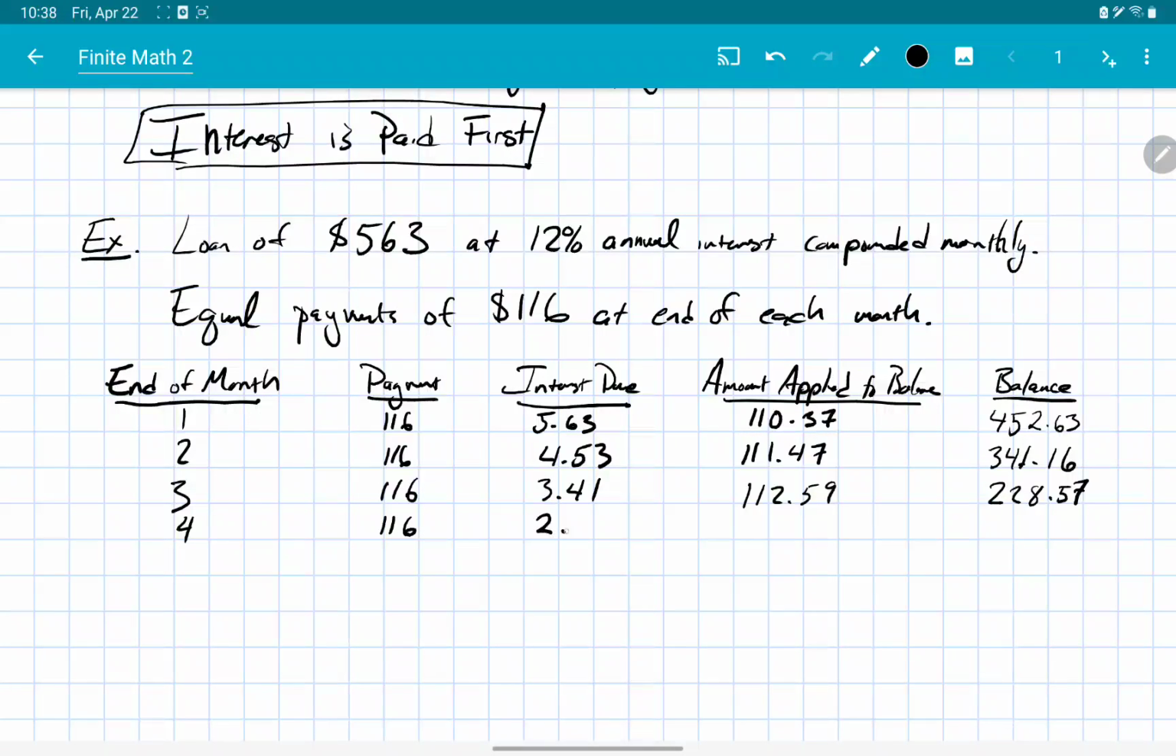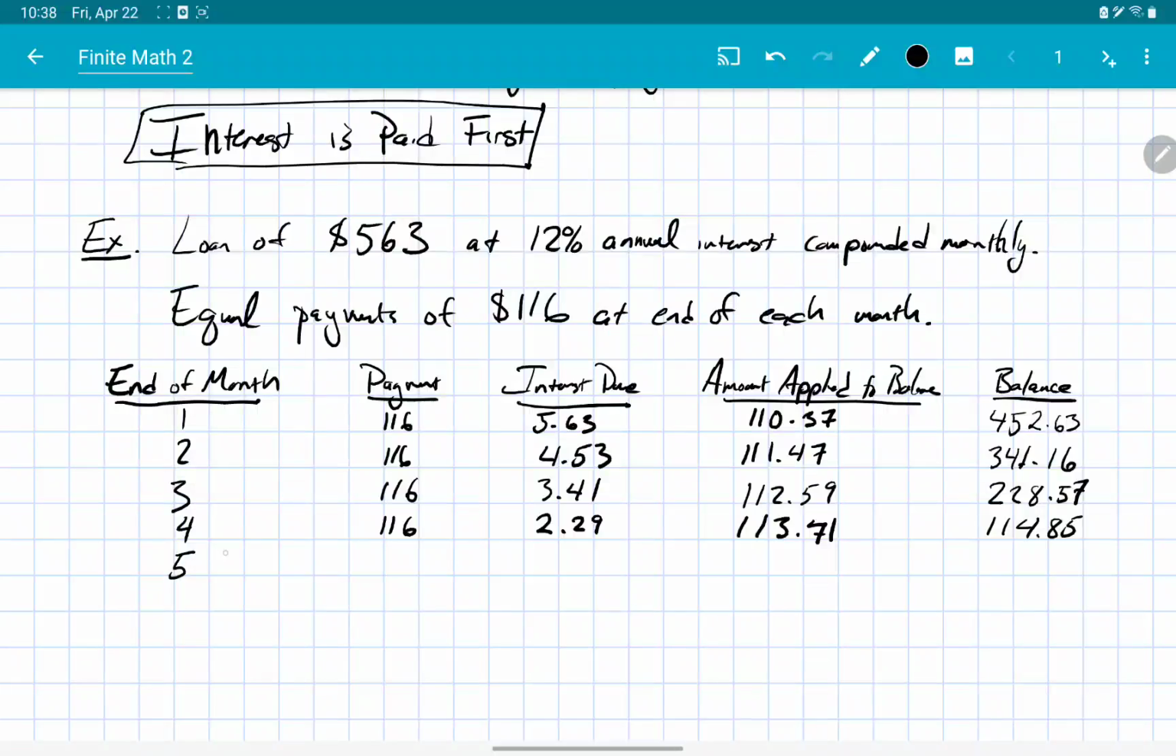The interest we owe is $2.29, because that's 1% of the balance over here. Now we get a little bit more going to the principal, $113.71. Now the new balance is $114.85.